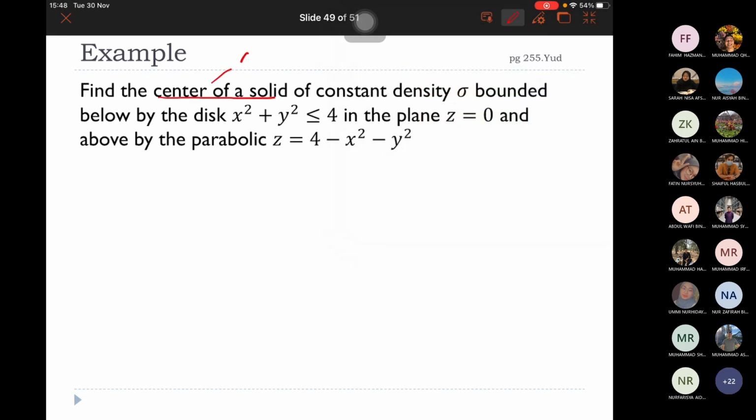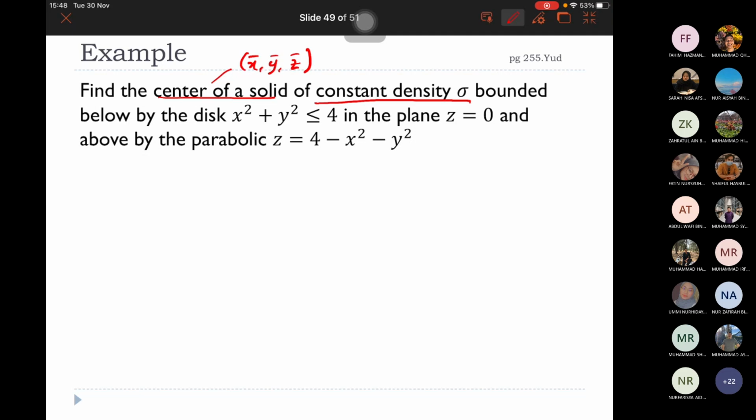Okay, that means x bar, y bar, z bar, of constant density delta. Of constant density delta. Okay, dia cakap delta tu sama dengan satu constant. Bounded below by the disk x squared tambah y squared is less than 4 in the plane z sama dengan kosong and above the paraboloid z sama dengan 4 tolak x squared tolak y squared.